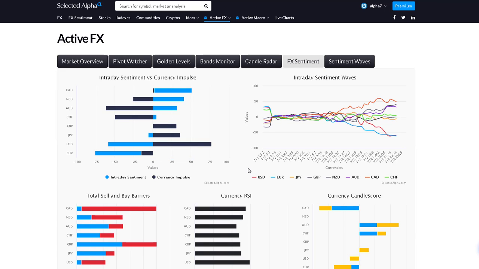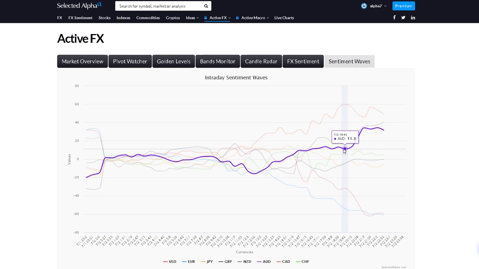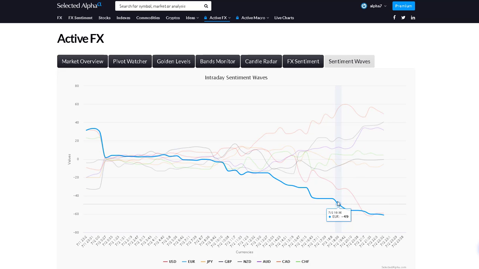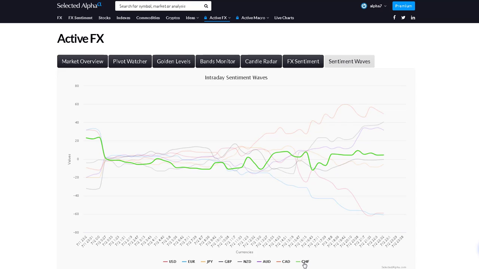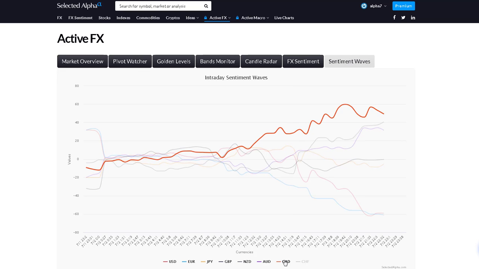Intraday sentiment waves. This chart shows how the intraday sentiment develops for each of the currencies from today's open. You can see a larger version of this chart along with the individual sentiment waves for each of the 8 major currencies on the Sentiment Waves tab. Currency sentiment is ranked from -100, which means extreme bearish sentiment, to +100, which means extreme bullish sentiment.